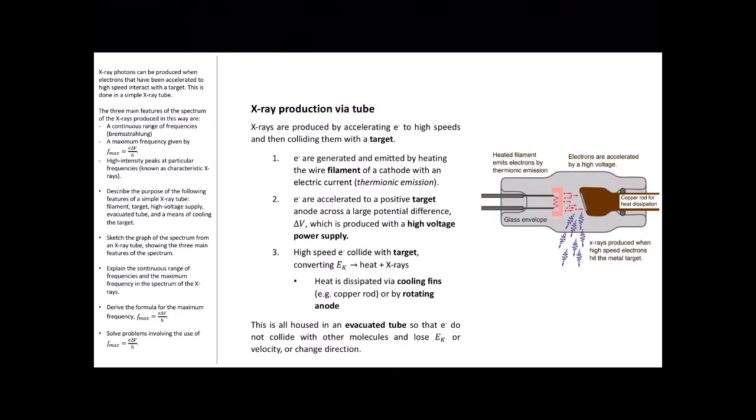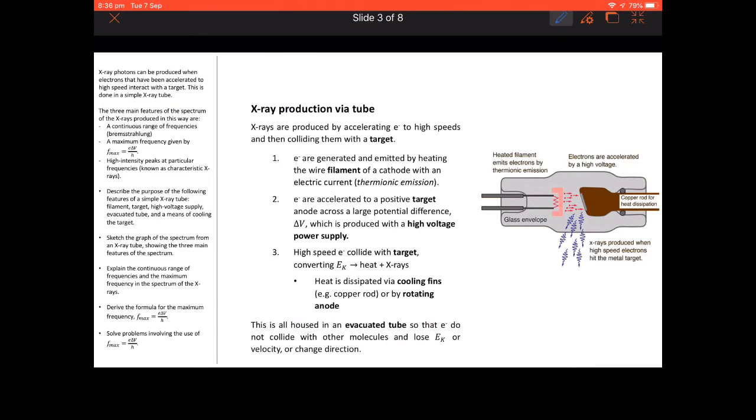So just to reiterate, X-rays are produced by accelerating electrons to high speeds and then colliding them with a target. The purpose of this target is to be hit by these electrons, so then photons will be generated. The electrons are generated and emitted in the first place by heating a wire filament of a cathode with an electric current. In our diagram here, this zigzaggy part would be the filament, and this is what's heated to then emit electrons, and this emission is called thermionic emission.